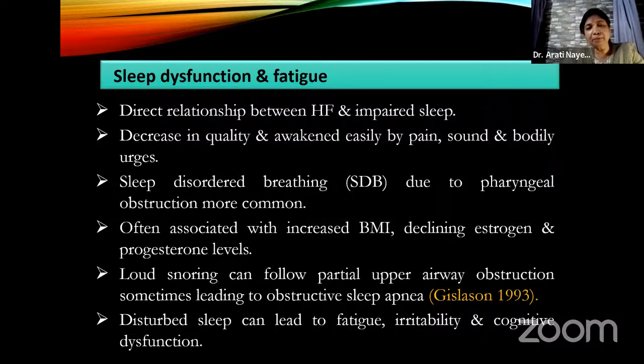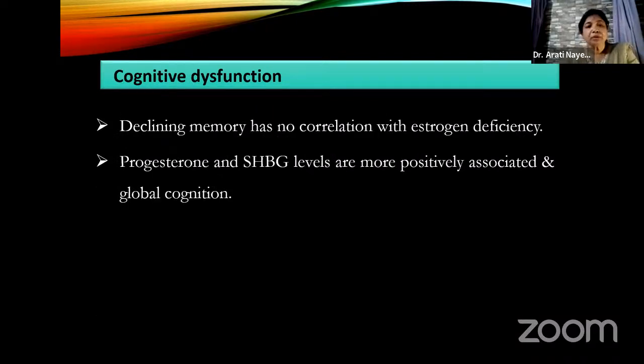Then sleep dysfunction and fatigue occur during menopause. There is a direct relationship between hot flushes and impaired sleep. There is decrease in quality of sleep, and the sleep is easily awakened by pain, bodily urges, sound, and light. Sleep disorder breathing due to pharyngeal obstruction is more common and often associated with increased BMI and decreased estrogen and progesterone levels. And due to disturbed sleep, there will be fatigue, irritability, and cognitive dysfunction.